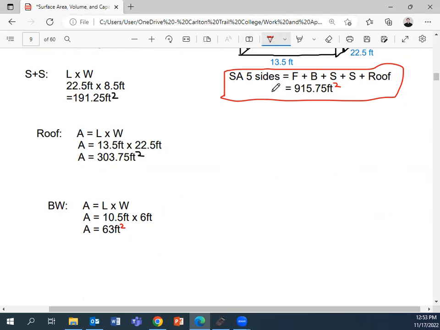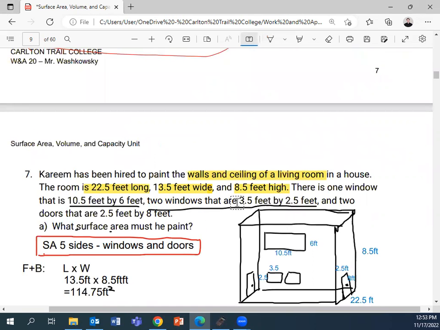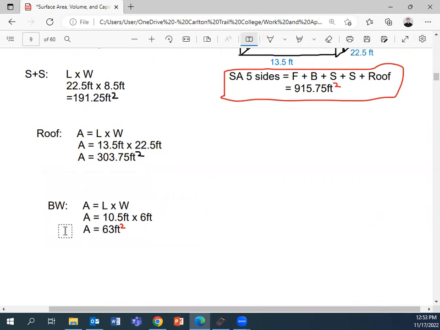Now let's do my small window. Now there's two of them, but they're the same size, right? There's two windows that are 3.5 times 2.5. So I'm just going to put small window. I'll just figure out one of them because if I know the area of one of them, I know the area of both of them, right?